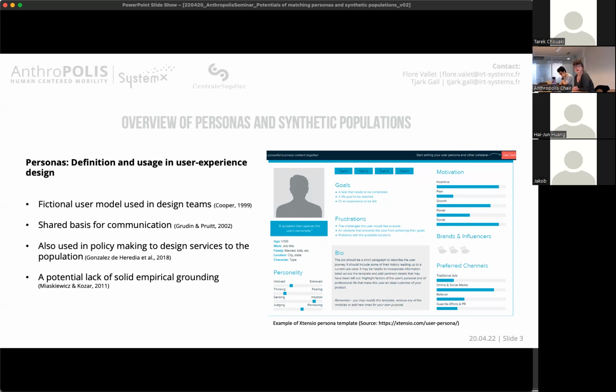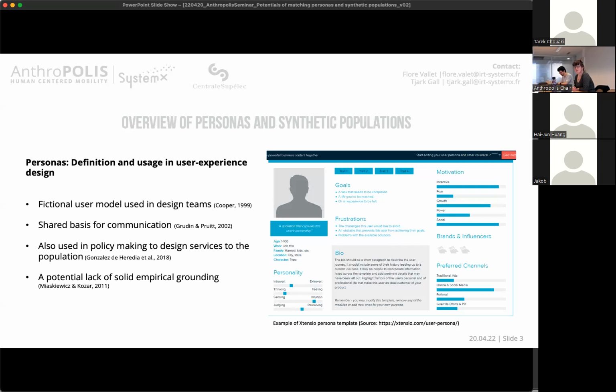Starting with personas, these are models that are used in design teams, and they model fictional users of different types. The idea is to represent reality by archetypes of users, and they are very useful for communication, but also to design for this kind of people, to feel empathy for the personas and to be able to design the services for those people.